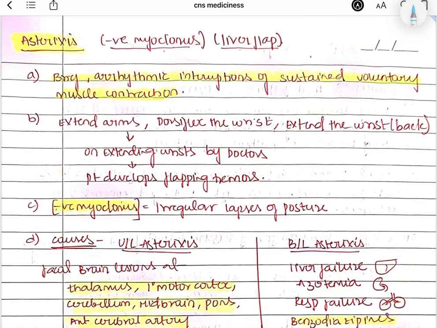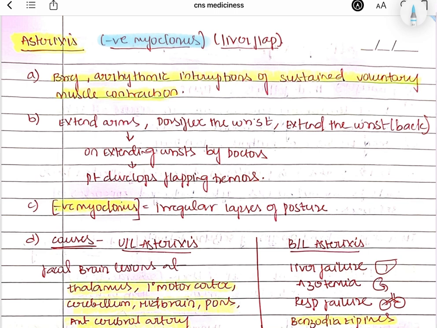Here we'll talk about Asterixis. It's a negative type of myoclonus. In the previous video, we talked about myoclonus. It's a brief shock-like involuntary muscle contraction. It can be positive or negative. The example of negative myoclonus is Asterixis. It occurs when there is a brief loss of muscle contraction, this negative myoclonus, right?